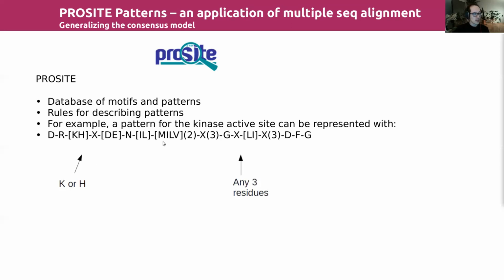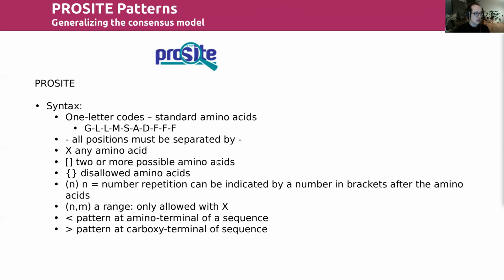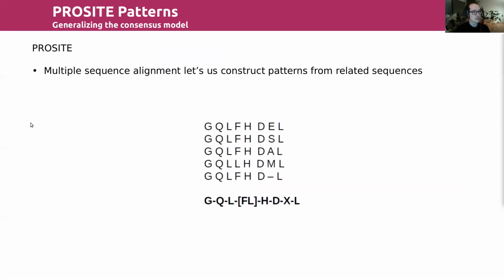And we can use numbers here to indicate multiple bases. So this would be like 2 bases of this here. And yeah, here are the rules. You can see them. We can also disallow certain amino acids with these braces. In general, this can be a nice way to represent a consensus with slightly more nuance, an alternative to the basic dumb consensus.